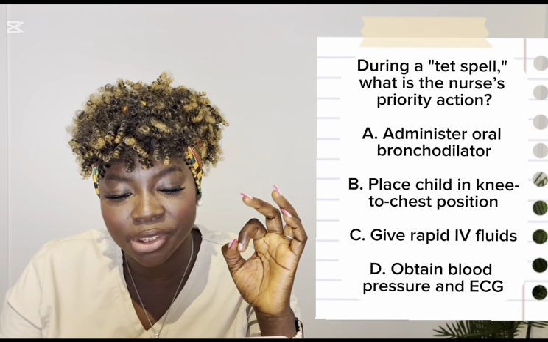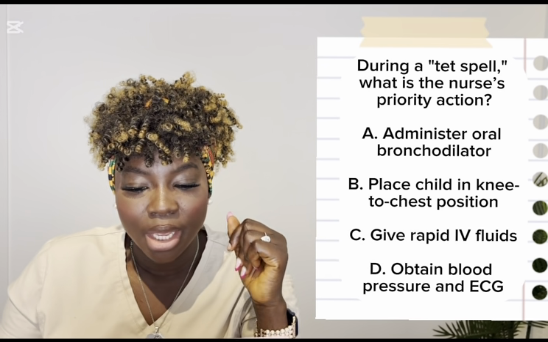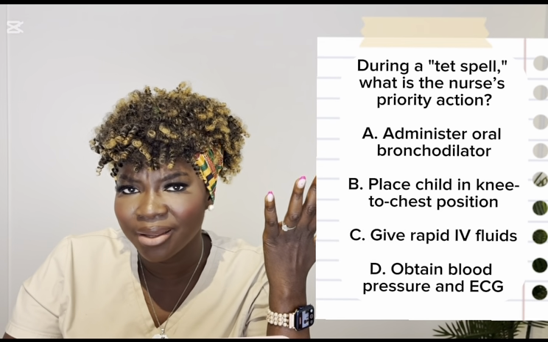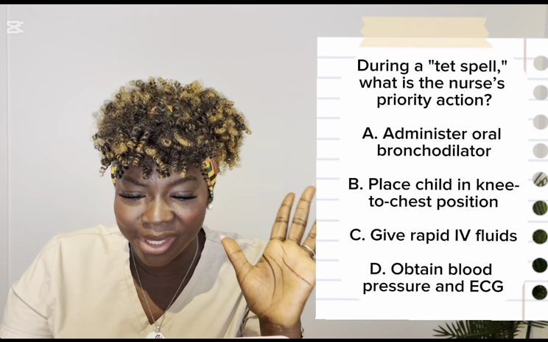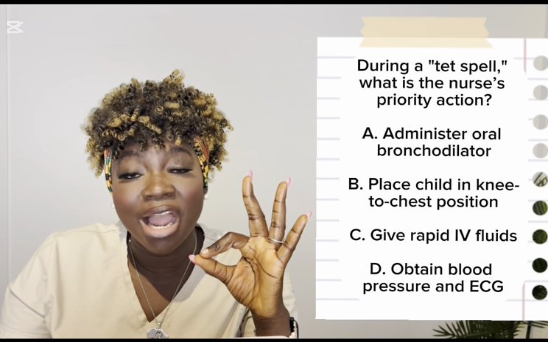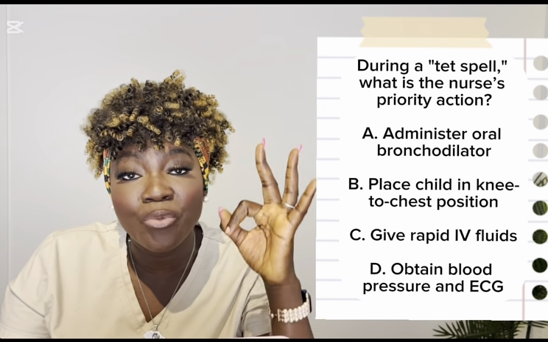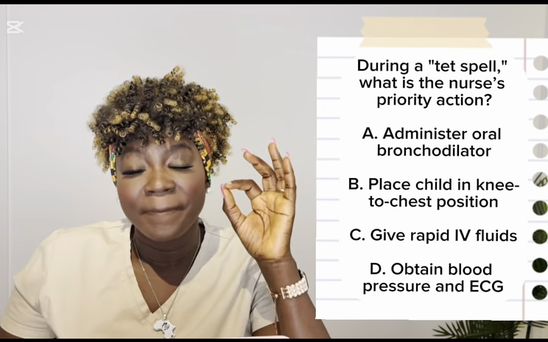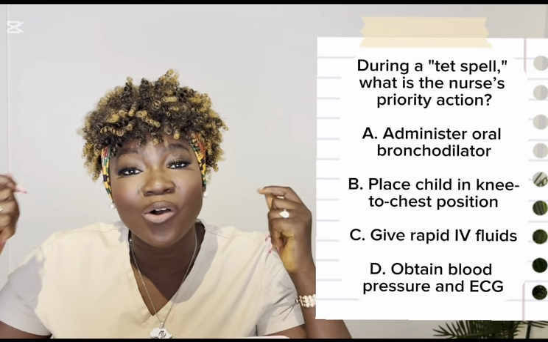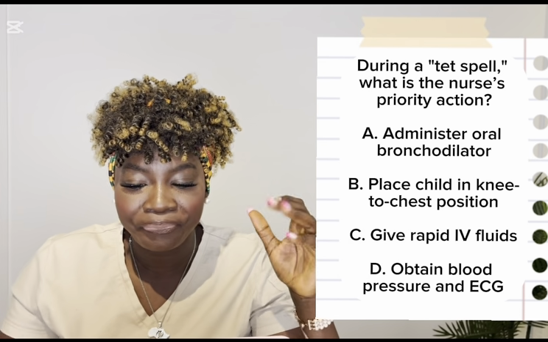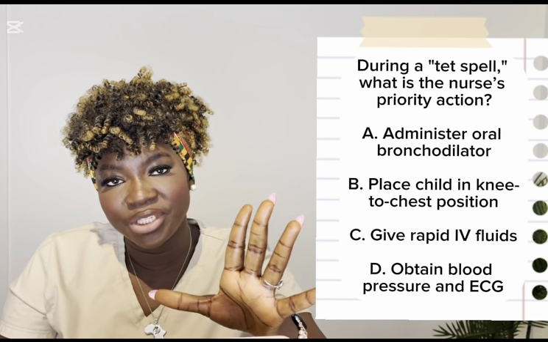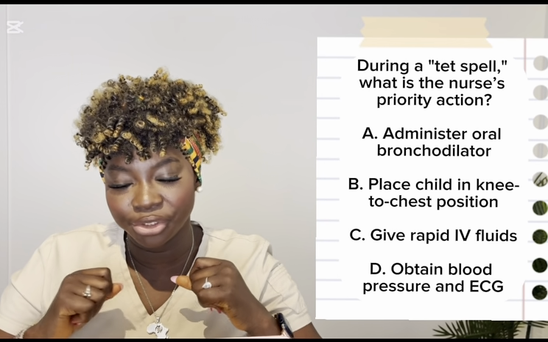Now let's go to the wrong choices. A, administer oral bronchodilator. This is not asthma. Why are we giving them bronchodilators? So that is wrong. Now C, give rapid IV fluids. True, IV fluids may be used later on, but repositioning is the priority, because repositioning is the immediate intervention to return oxygen quickly to the body. Okay, so IV fluids, like I said, may be given, but it's not the priority over knee to chest positioning.